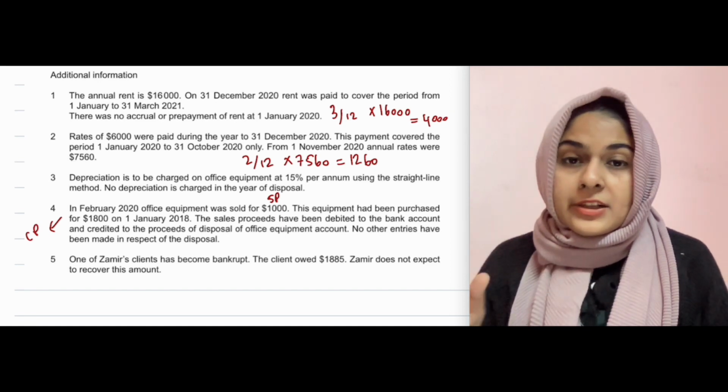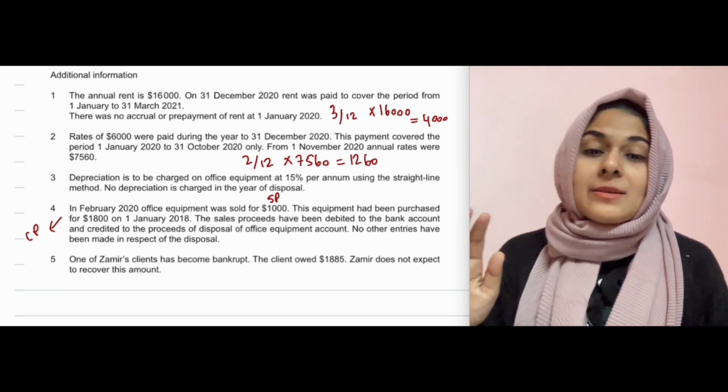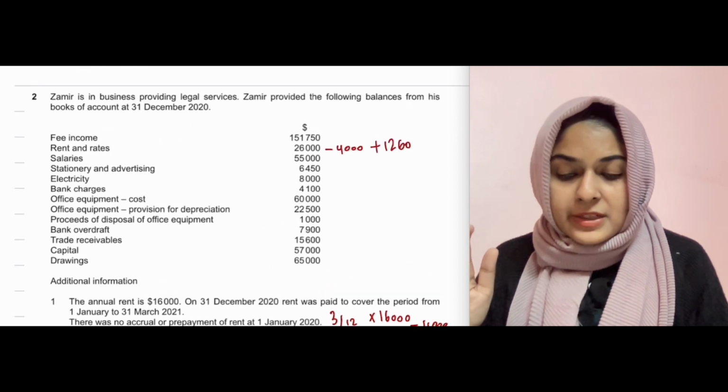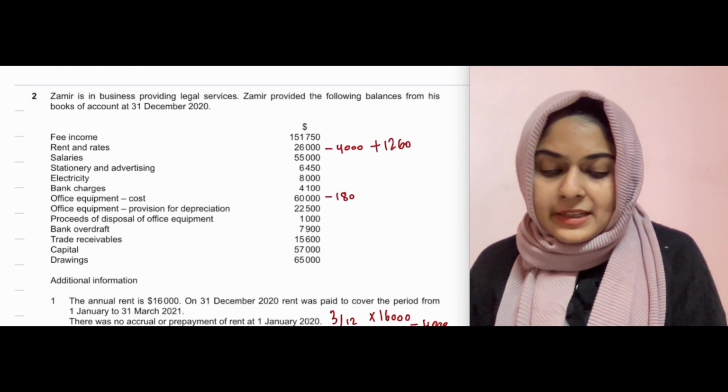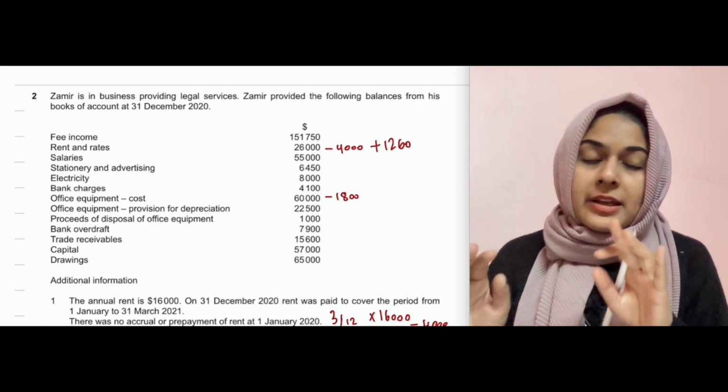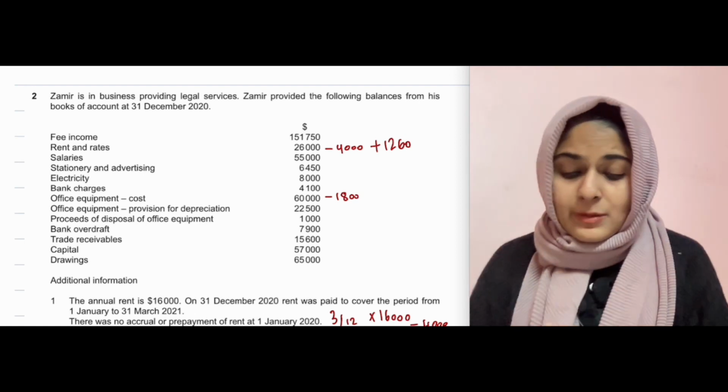डिस्पोजल की 4 जर्नल एंट्रीज होती हैं टोटल में. So they haven't subtracted this office equipment from the cost of office equipment. So basically we should do minus 1,800 here because this equipment is not part of our business anymore.